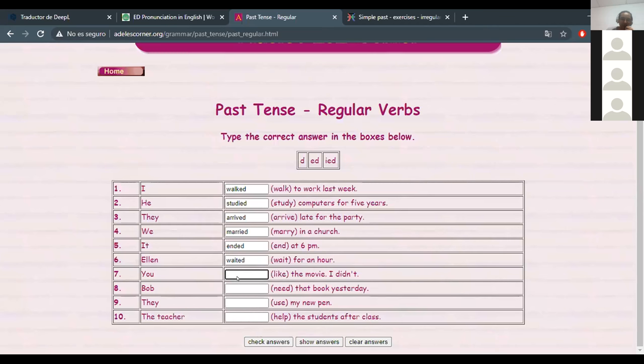The movie, I didn't like it. Liked. Like. Liked. Needed. I needed that book yesterday. They used my new pen. The teacher helped the student after class. Correct, with -ed, helped. Yes. Helped.